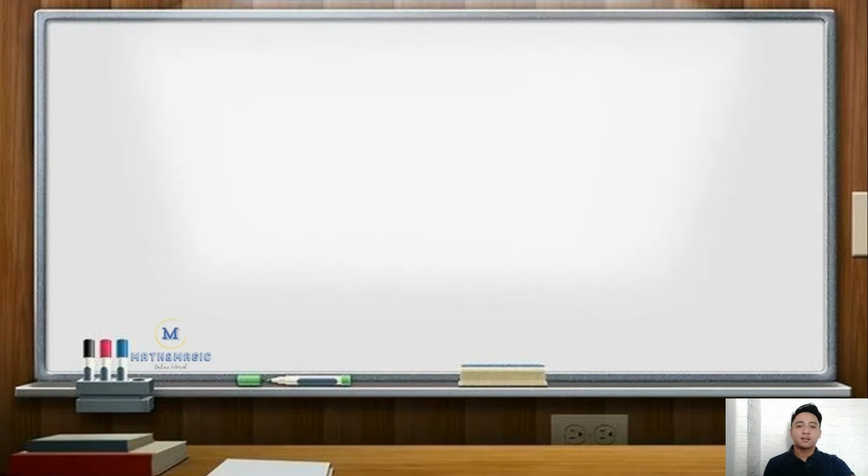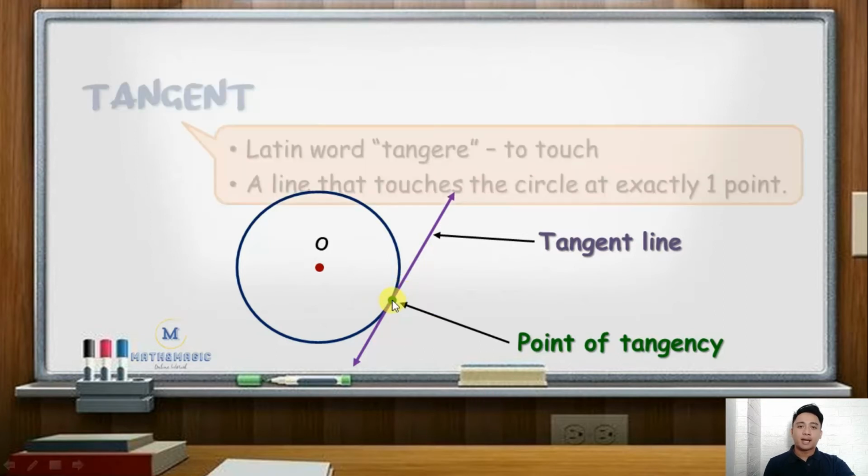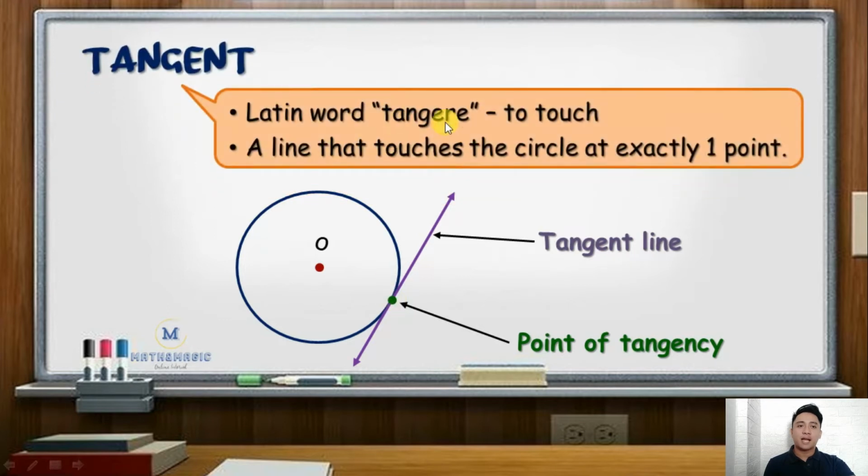To start with, a line is said to be tangent to a circle if it touches the circle at exactly one point. The word tangent came from the Latin word tangere, which means to touch. This simple concept forms a lot of different relationships to some parts of a circle. This involves the aforementioned theorems.